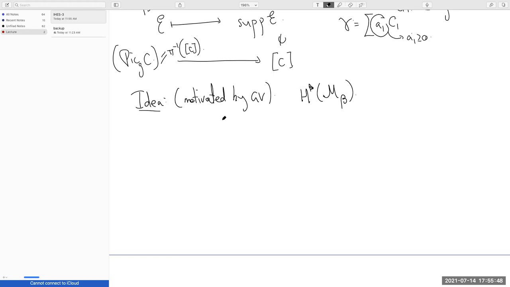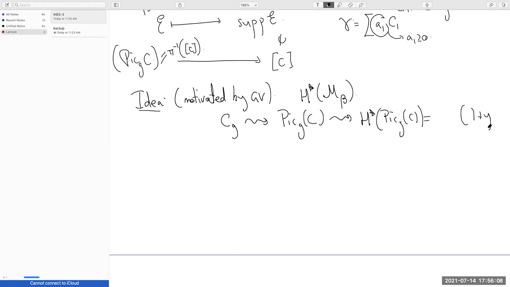So if I have a curve of genus G, let's say a smooth curve, then it's going to contribute this factor of the Jacobian, whose cohomology is just the cohomology of a torus, so (1 + y)^{2g}. And I'm going to put a little shift here to make it symmetric around y to the 0, so it's a palindromic polynomial.